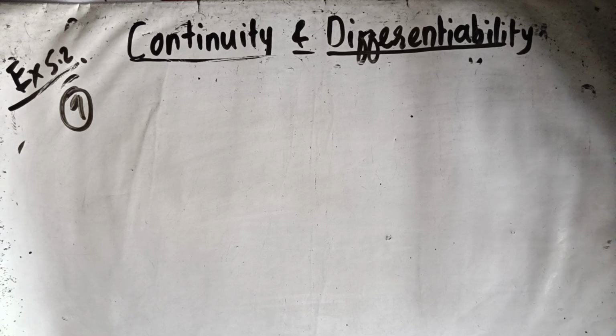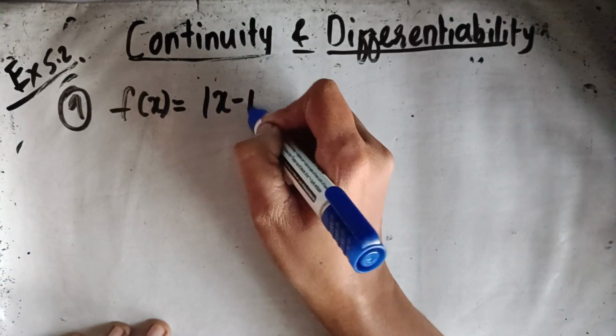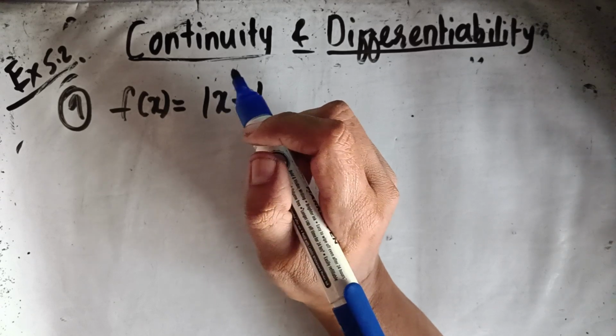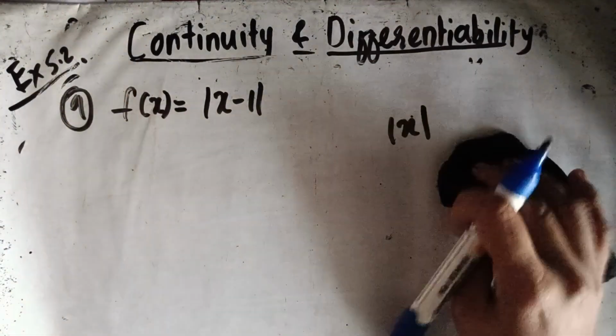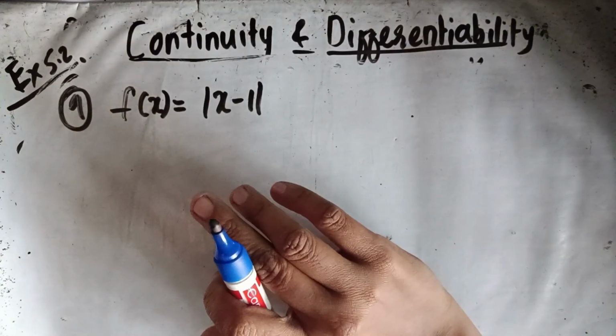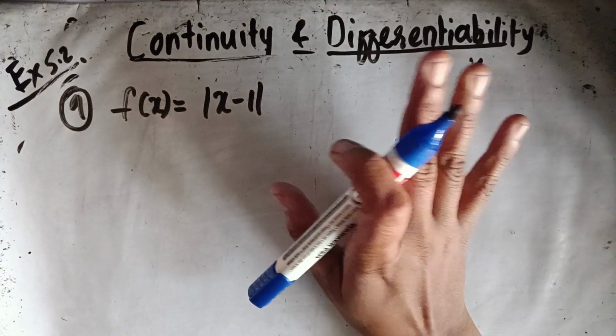Question 9 is prove that the function f given by f of x equal to mod of x minus 1 where x belongs to R is not differentiable at x equal to 1. So the function is given f of x equal to mod of x minus 1. Now here the mod function is given and we know that mod of x is not differentiable at 0, right? So you have to check the left hand derivative and right hand derivative.